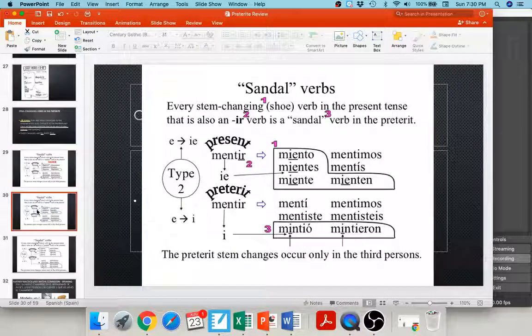Okay, another example here. We have an IR verb, mentir, which means to lie. In the present tense, mentir has a stem change from E to IE. Therefore, in the preterite, it's going to have a shortened stem change. It's only going to change from E to I. And it's going to change only in the sandal, okay, only in the third person singular and plural. Unlike mentir in the present tense, which had an E to IE stem change and changed in the boot, in the preterite, it only changes in the sandal, and it has a shortened stem change just from E to I. So you get mintió and mintieron.